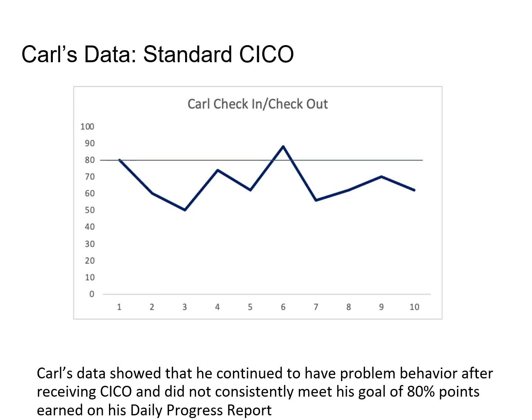This graph shows the percentage of points that Carl received each day when standard check-in, check-out was implemented. As you can see, Carl's data showed that he continued to have problem behavior and did not consistently meet the 80% goal earned on his daily progress report.